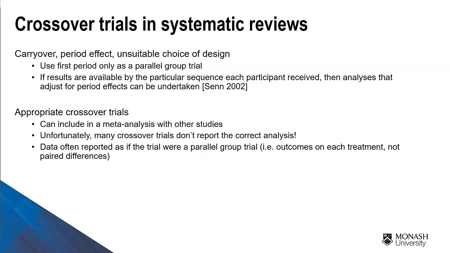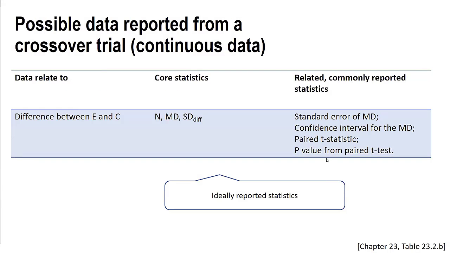One of the major issues that makes that more difficult is that many crossover trials haven't appropriately analysed the data. The data is often reported as if the trial were a parallel group trial, and so the investigators haven't appropriately incorporated the correlation between individuals with the data collected in multiple periods. So let's look at some of the data that might be reported.